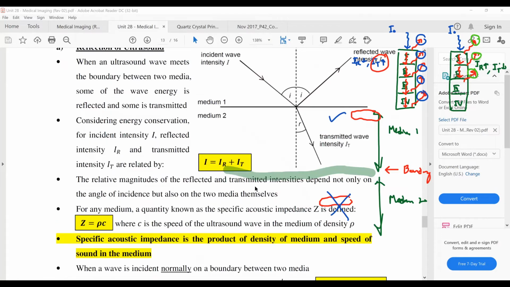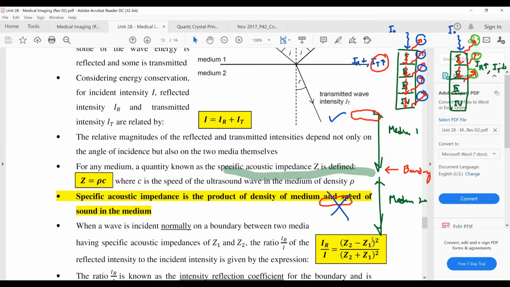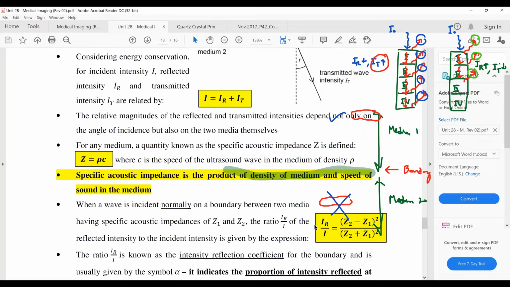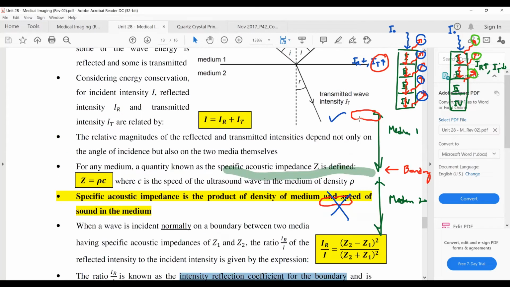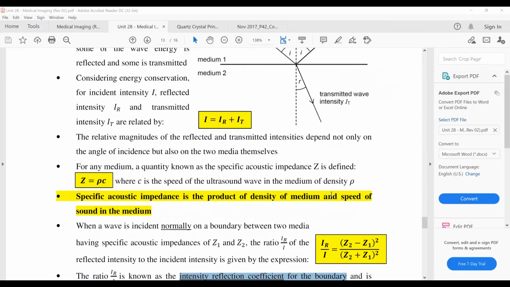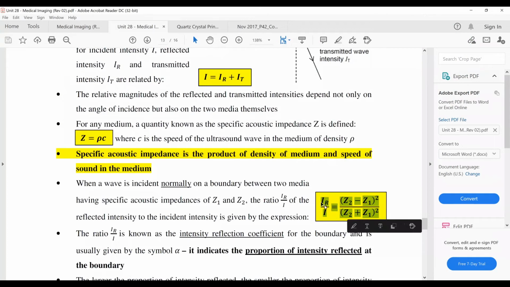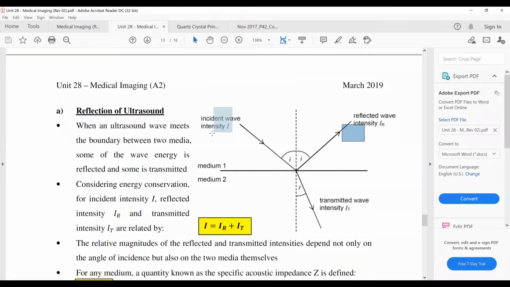Now if we want to calculate how much intensity has been reflected, we need to make use of an equation called the intensity reflection coefficient, sometimes given the symbol alpha. Now your intensity reflection coefficient is this: IR over I equals (Z2 minus Z1) squared over (Z2 plus Z1) squared. Here IR is your intensity reflected, and I is your initial incident intensity.